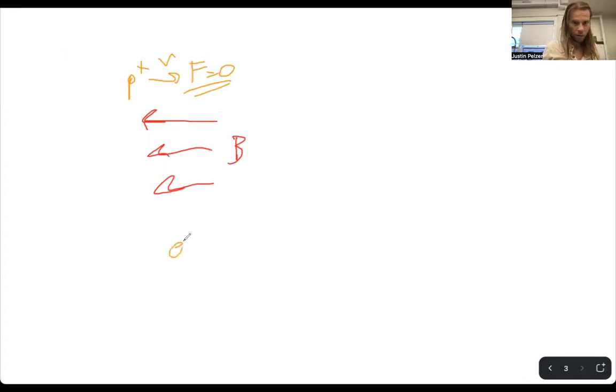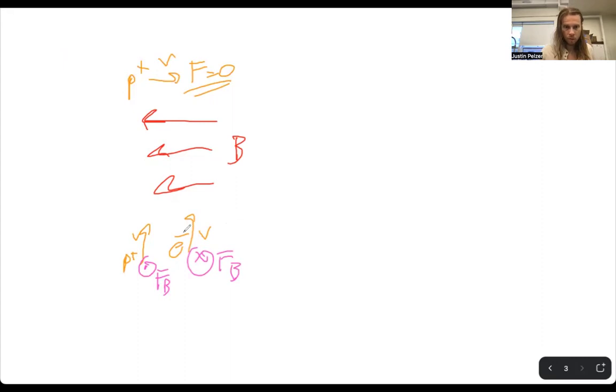If I have an electron moving up at some speed v, thumb up, fingers to the left, I get a force out. So if it was a proton moving up, I would get a force out toward my face. But since this is a negative charge, I get a force into. So thumb up, fingers right, force away from me.